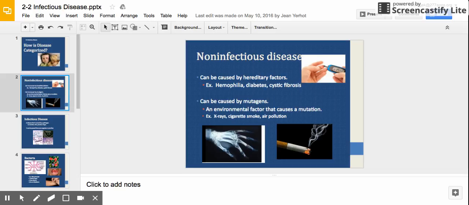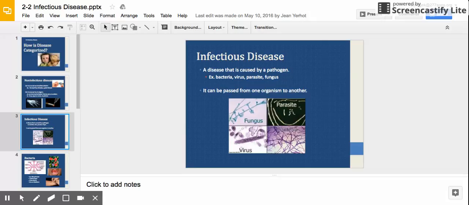Diseases caused by mutagens are caused by something in your environment that causes a change in your DNA sequence. Examples of mutagens that could cause these diseases would be X-rays, cigarette smoke, and air pollution.